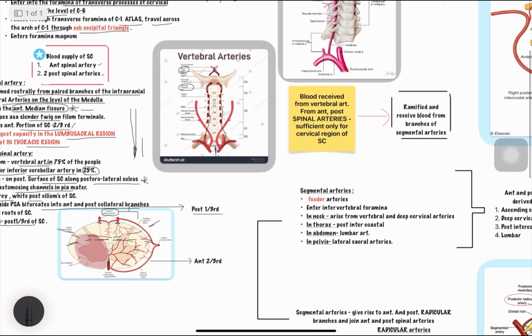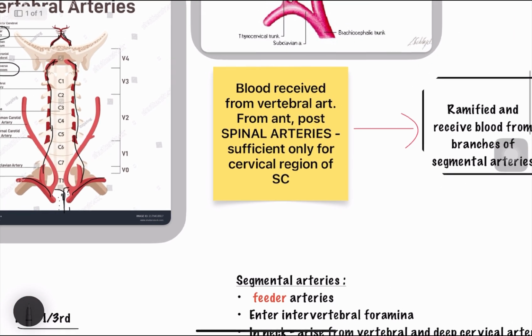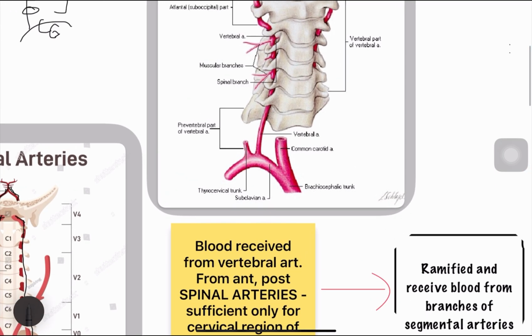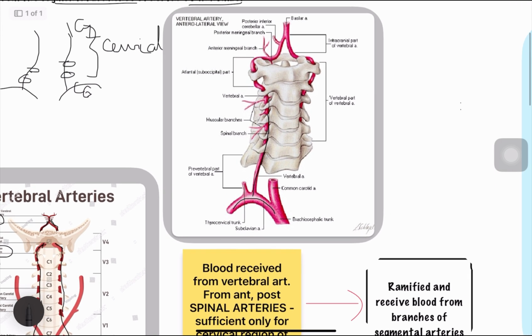So as I said earlier, the blood received, even in this picture we can see the subclavian artery giving off the vertebral artery, which travels all the way along the transverse foramina present in the transverse process of the cervical vertebrae, forms a suboccipital triangle, reaches and forms the basilar artery.